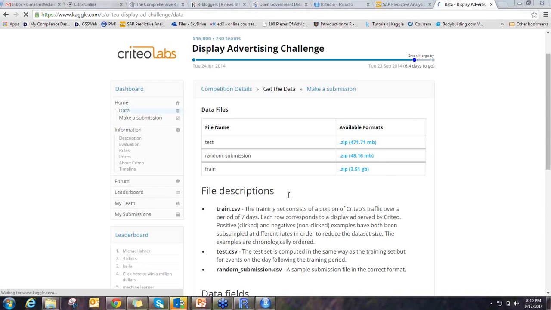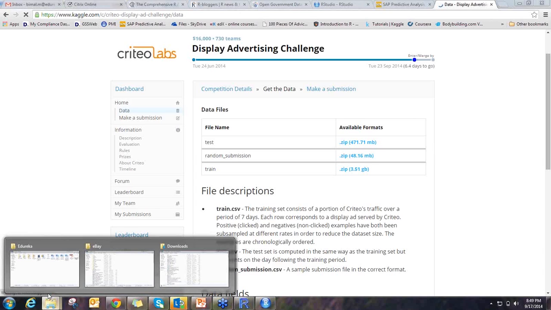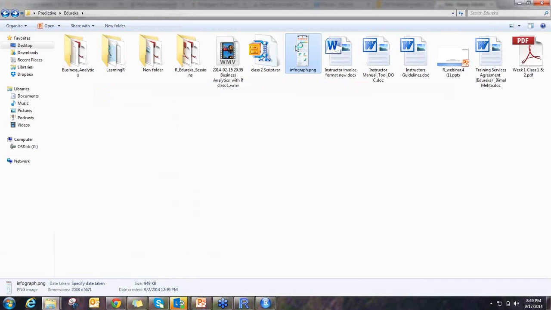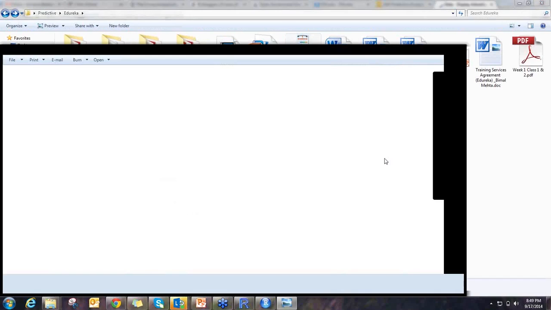Then someone asked how R varies from SPSS. That is a good question. I was hoping someone would ask, and someone did. I'll show you an infograph about that. If you look at this infograph, it shows a comparison between SAS, R and SPSS. I'll zoom in on this one. It shows how the three of them differ. The current version of SAS available is 9.4, R is 3.10, and SPSS is this one.